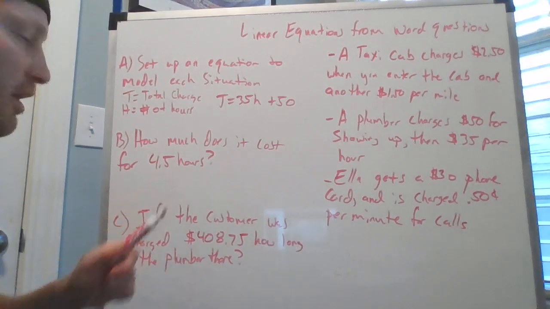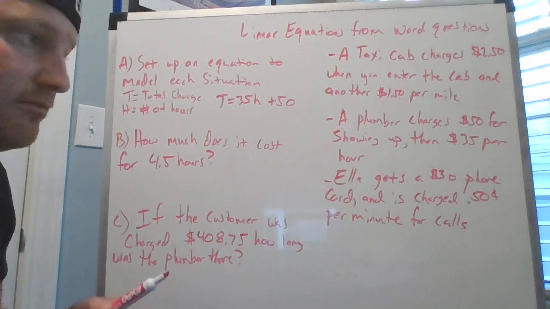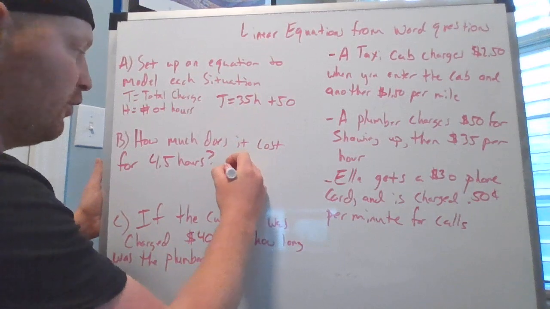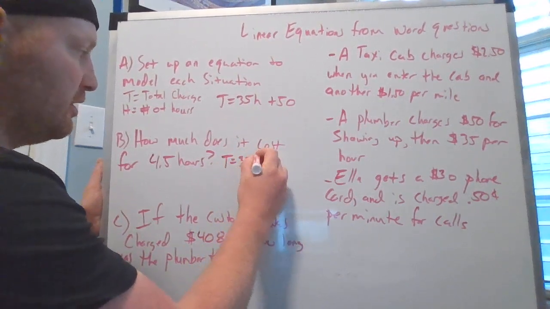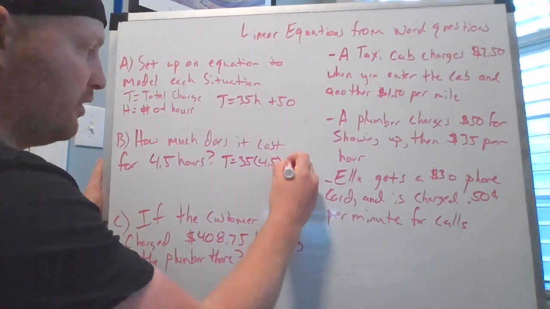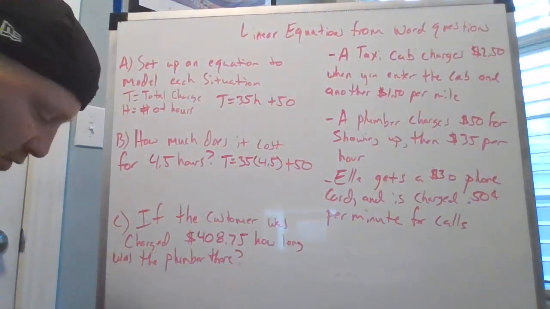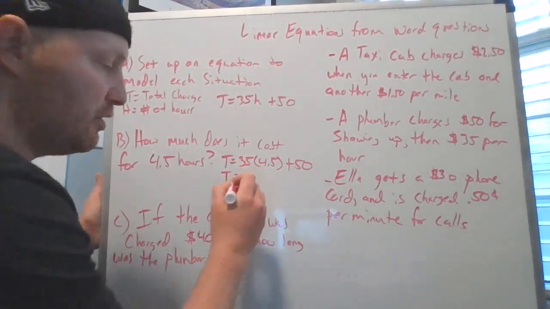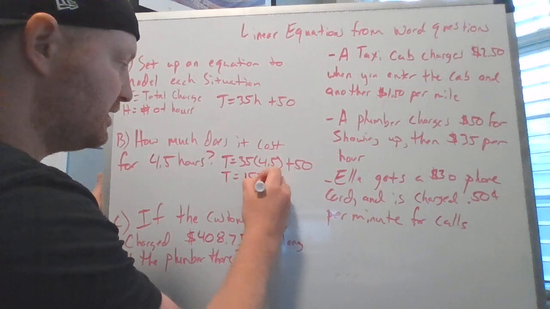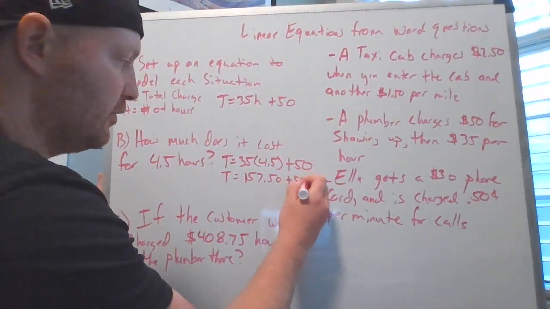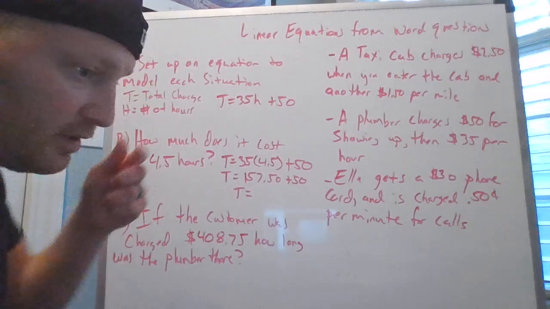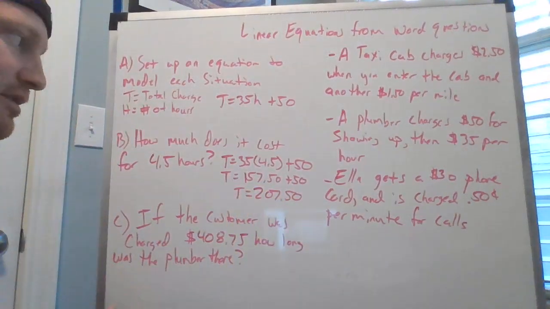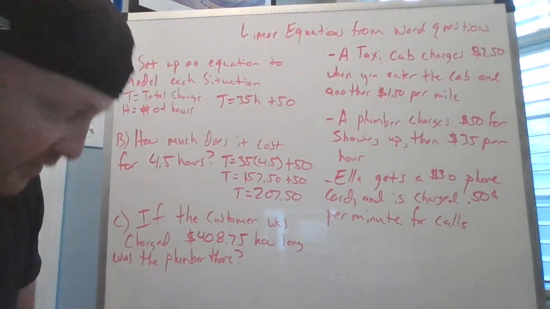How much does it cost for 4.5 hours? So we can just go in and replace H with 4.5. T equals 35 times 4.5 plus 50. When we do this math, it's going to come out to T equals 157.50 plus 50, and my total charge is $207.50.